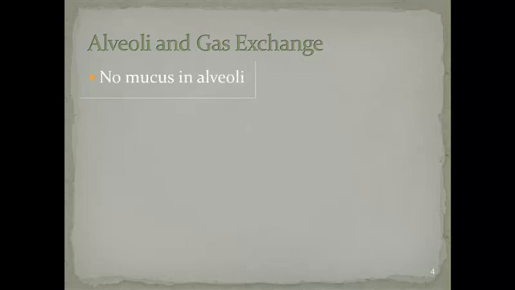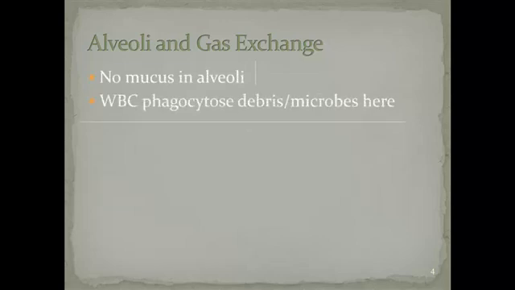The alveoli have no mucus. This makes it easier for gas exchange. If crud, debris, microbes, etc. get that far, you have to rely on your local white blood cells to phagocytose them. These air sacs have only the membrane of the simple squamous epithelial cells between them and your capillaries.